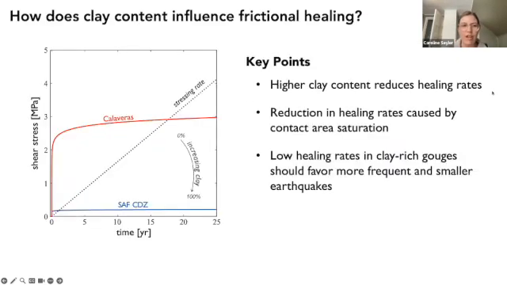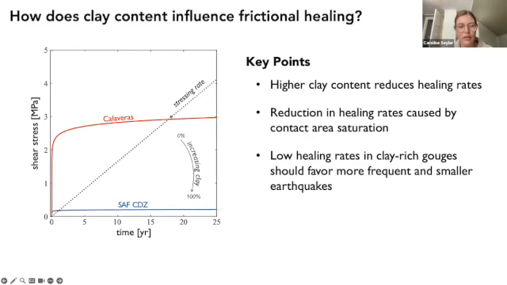All right, so just to sum up from this section here. This is a little schematic cartoon of this competition, again, between the tectonic loading rate and the healing rate. For example, something with a really high healing rate, a more quartz-rich gouge, similar to what's been observed in the Calaveras fault zone. You have a really high healing rate here, and that is in stark contrast to the really low healing rate here, similar to what's been observed for the San Andreas fault gouges.